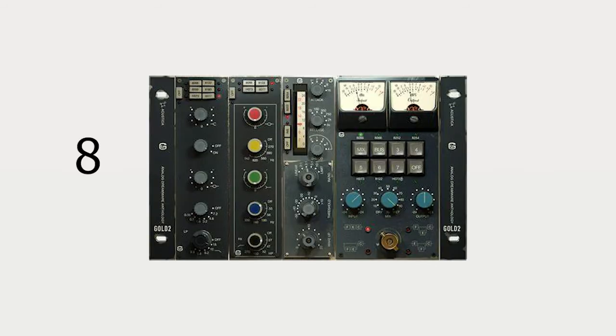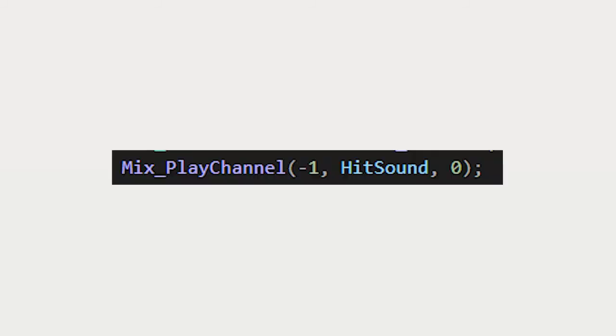There are 8 audio channels, as well as a music one. If you set the channel in the code to -1, then that will play the audio in the first channel available. This is how the sound effects sound in-game.